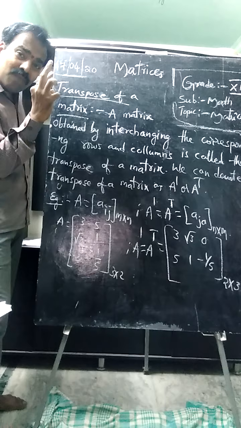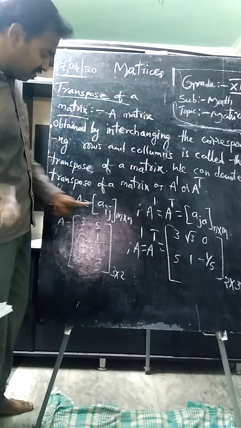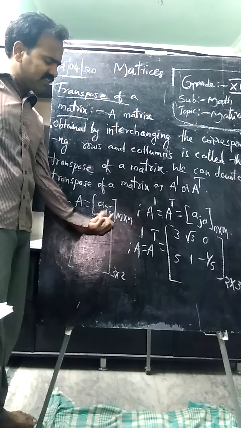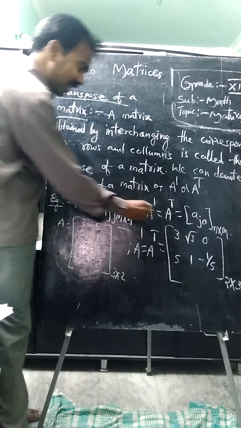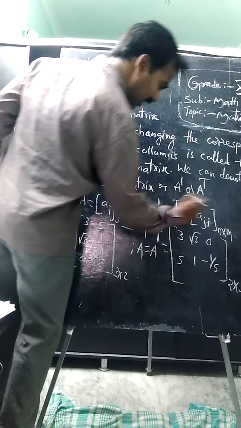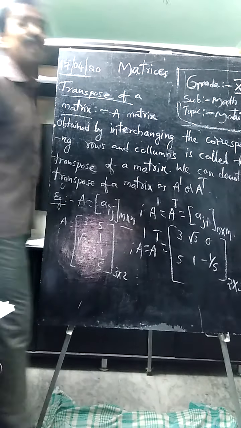So the order of the matrix will change. If matrix A is defined as m by n, every element is defined as a i j. The order m by n means rows by columns. But in its transpose, the element becomes a j i, that is, rows and columns are interchanged. That is why the order is also n by m.